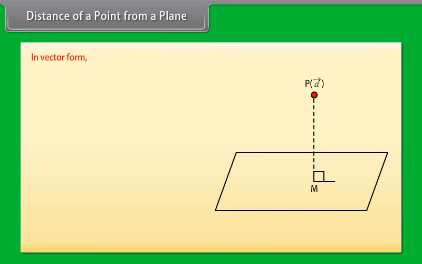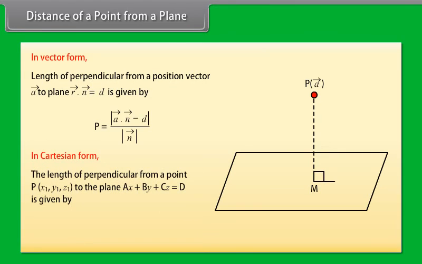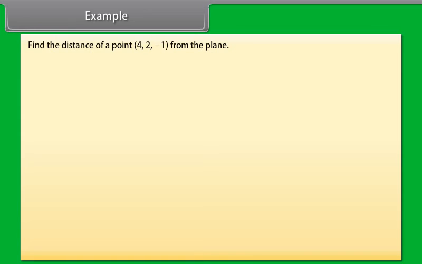In vector form, length of perpendicular from a position vector A to plane dot product of vector r and vector n equals d is given by. In Cartesian form, the length of perpendicular from a point P (x1, y1, z1) to the plane ax plus by plus cz equals d is given by. Example. Find the distance of a point (4, 2, minus 1) from the plane.